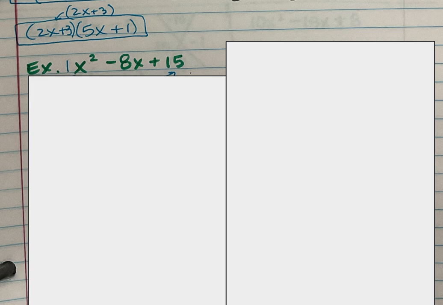The first thing I need to do, just like in the last one, is set up X game so that I can split the middle. All right, so I need two numbers that are going to multiply to give me 15 and add to give me -8. So here's something that's different because we have a negative sign here.